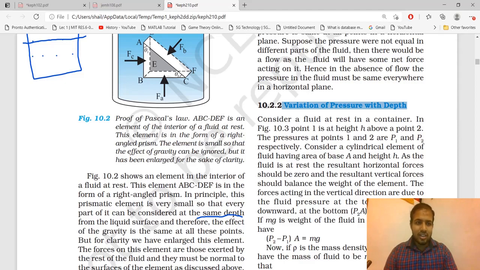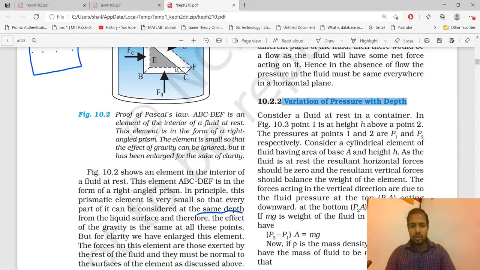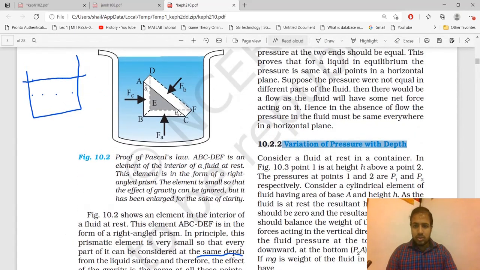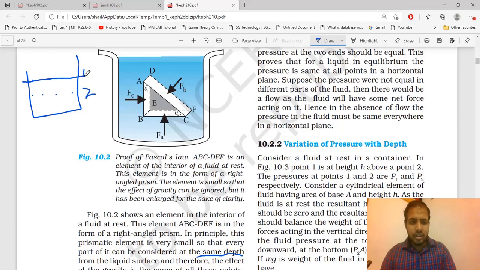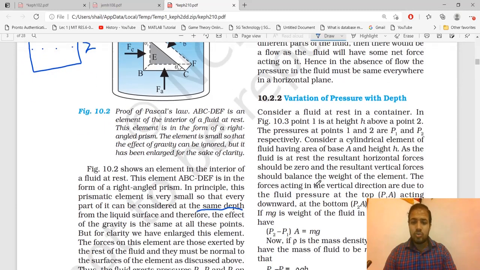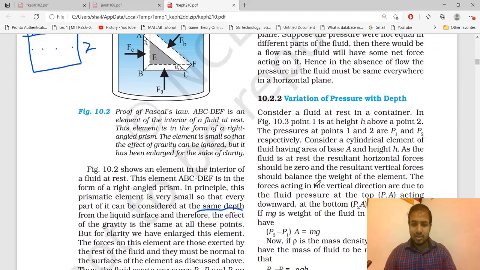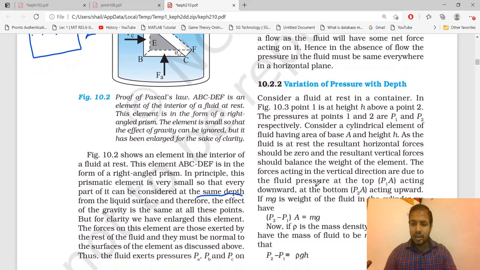Suppose this is horizontal position 1 and this is horizontal position 2. If we know the pressure of point 1, can we calculate the pressure of this point? In this section we will see how we can find it, and what the formula is for that. Consider a fluid at rest in a container in figure 10.3.